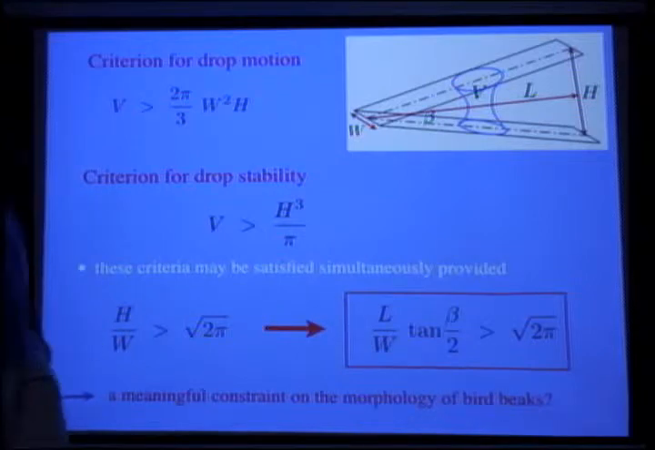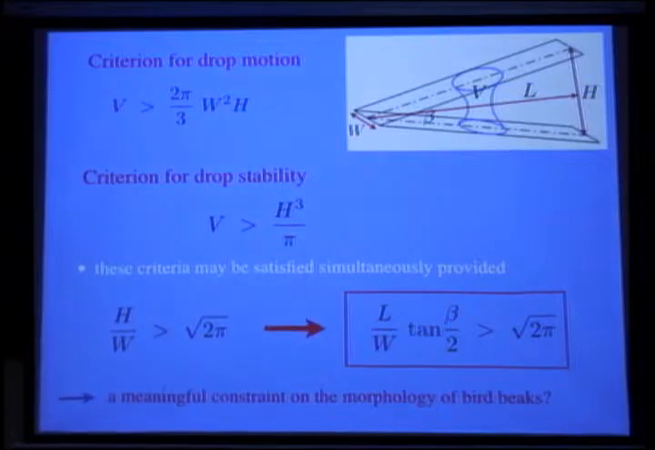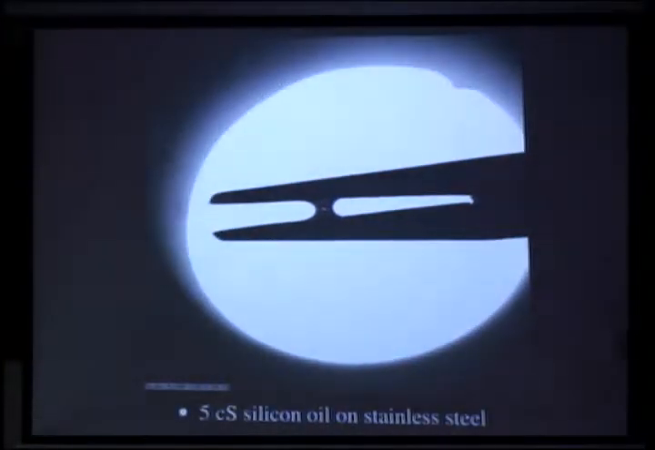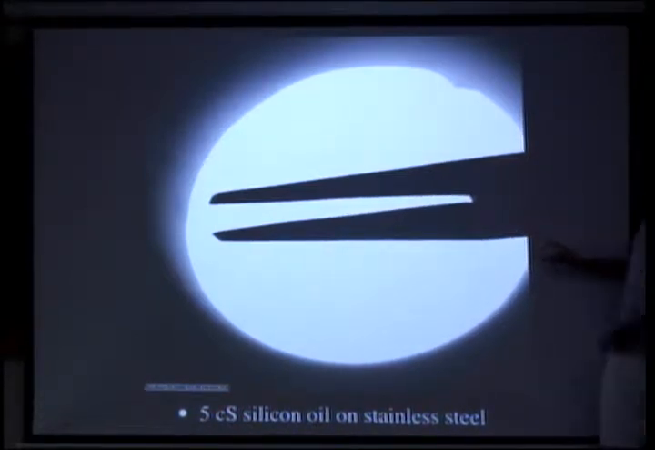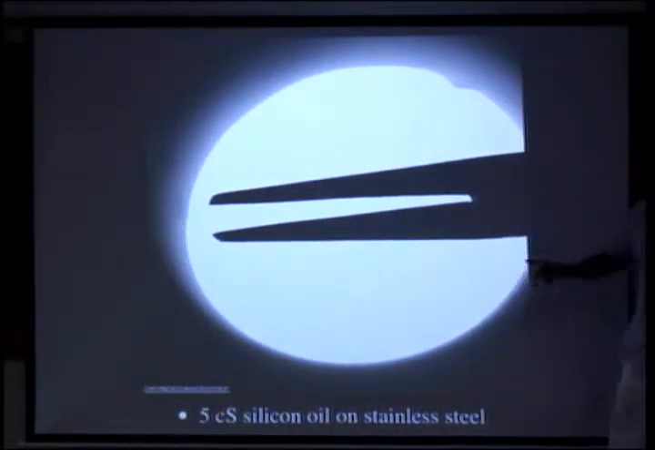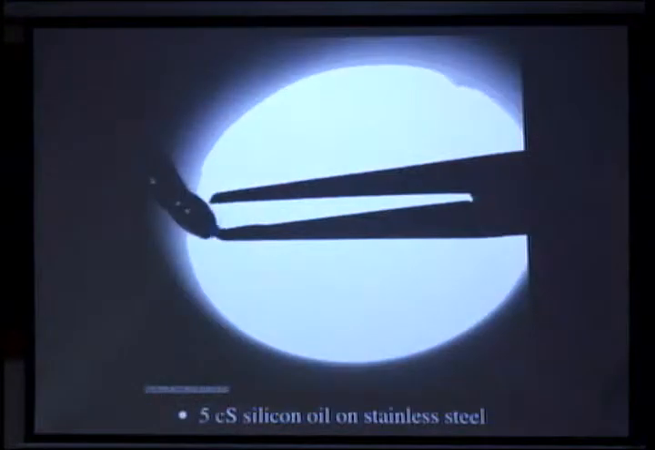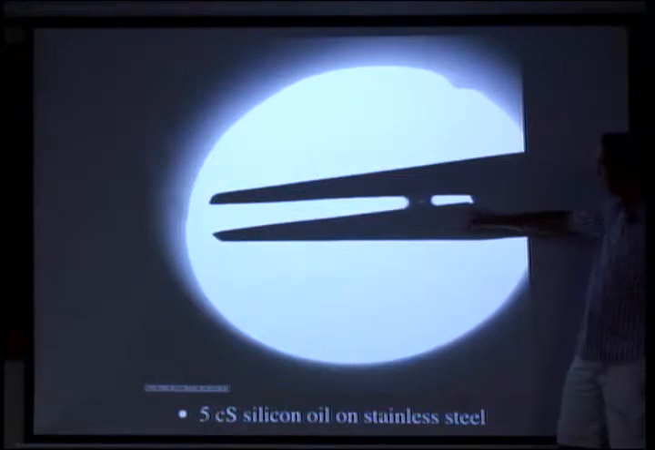But is this meaningful? There I was thinking that I had actually done something useful that would inform nature. And then you go into the lab, and here we put our bird beak nose pliers. These are about to scale, so this is about 5 centimeters long. And we put silicone oil down. These are stainless steel, and the silicone oil wets stainless steel, so it wants to go in this direction, and it moves spontaneously.